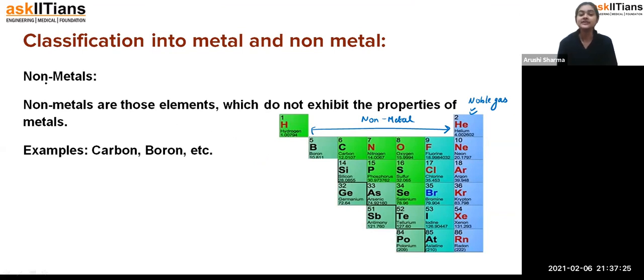Okay, so what are the non-metals? Non-metals are those elements which do not exhibit the properties of metals. It's a very basic definition. As we have seen, a metal is something which is electropositive in nature. So students, non-metals are something which are electronegative in nature.